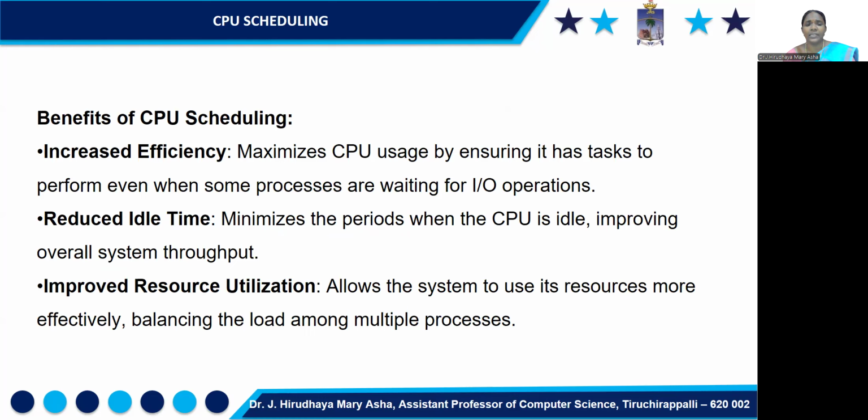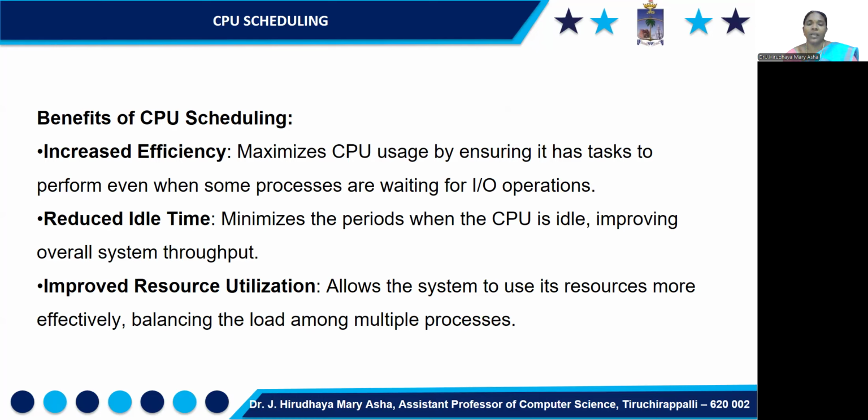Next, there are some benefits of using this CPU scheduling. First one is increased efficiency. CPU usage is maximized by ensuring that it has a task to perform even when some processes are waiting for IO operation. Here, the efficiency is increased by maximizing the CPU usage by reducing the CPU idleness. Next one is the reduced idle time. In order to increase the efficiency, you have to reduce the CPU idle time so that the throughput will be increased. Throughput is nothing but the number of instructions executed in a given unit time.